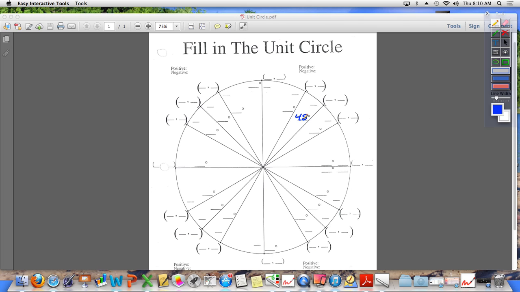Does anybody remember the decimal value of it? 0.707, which is equivalent to the square root of 2 over 2. All right, so what about this? We are down here now in quadrant 3. How do you find the value of this one right here, which I believe was 225 degrees? What is the y value there?